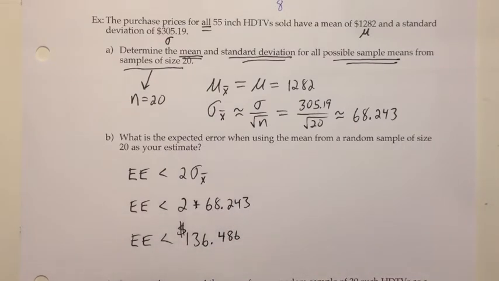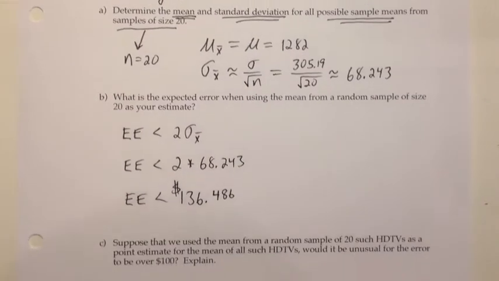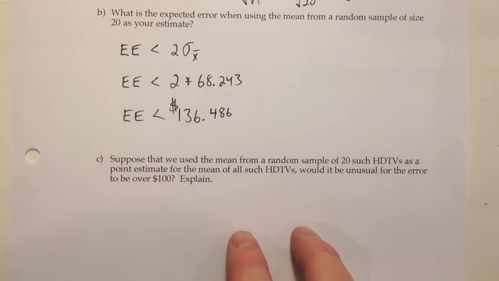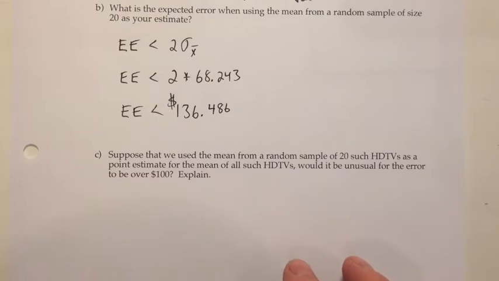But that says if you went out and you were trying to estimate the average price of all 55-inch HD TVs that are sold, and you did your estimate based on a random sample of 20 such TVs, you wouldn't get a perfect answer, but you would expect your error to be less than $136.49 roughly. Now, suppose that we use the mean from a random sample of 20 such HD TVs as a point estimate for the mean of all such HD TVs. Would it be unusual for the error to be over $100?